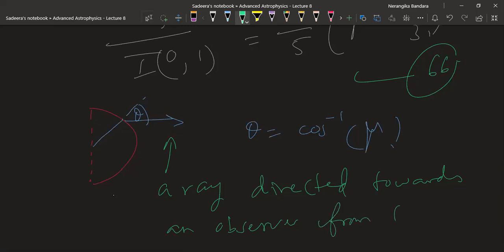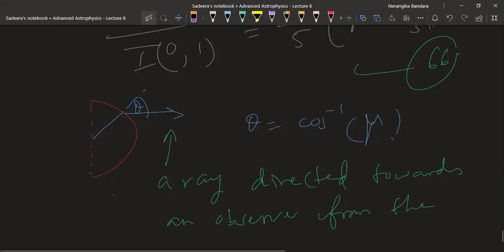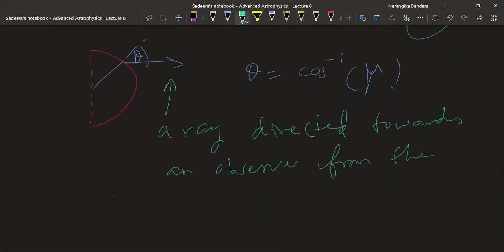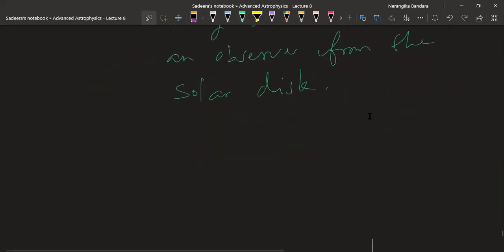Actually, let's talk about, so it can be any star, right? But let's talk about our sun itself. From the solar disk. Let me call this the solar disk. I hope you get the idea when I say solar disk. Anyway, let me just keep writing, and I'll explain to you.